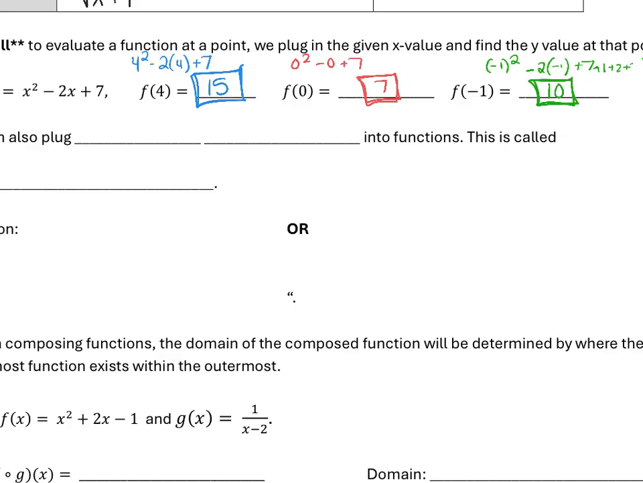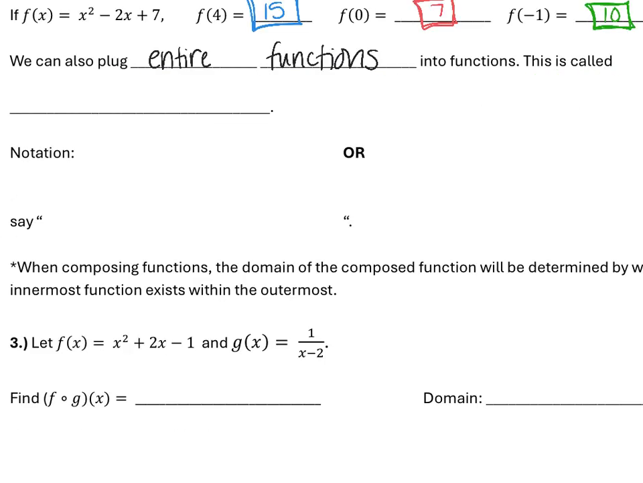But here's what we're going to do now. We can also plug entire functions into other functions. So rather than just plugging in a number, like 3, you're going to plug in a whole function into another function. So you might be given something like x squared plus 2x plus 1, and you have to plug it into another function wherever you see an x. We call this composition. So combination is where we're adding, subtracting, multiplying, or dividing. Composition is where we are putting one function inside of another.